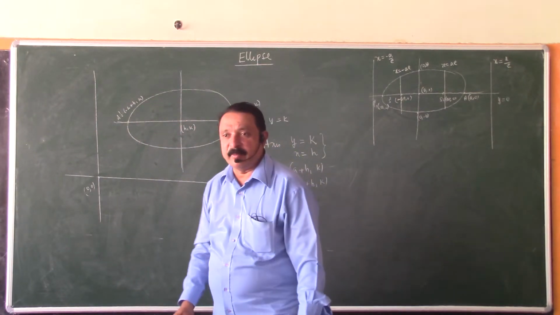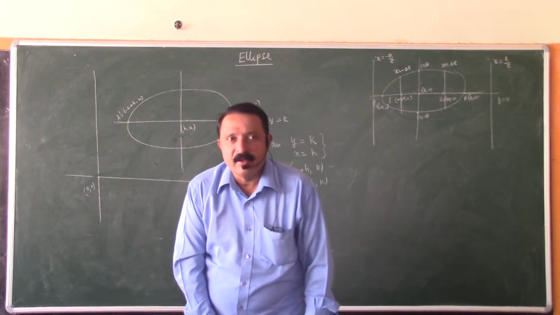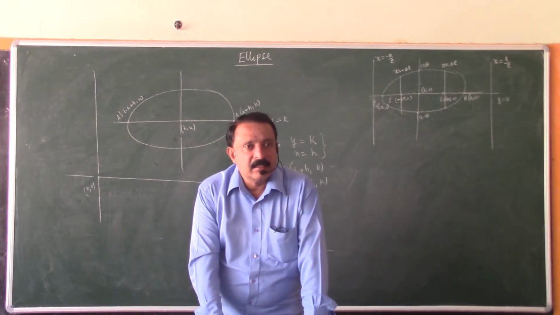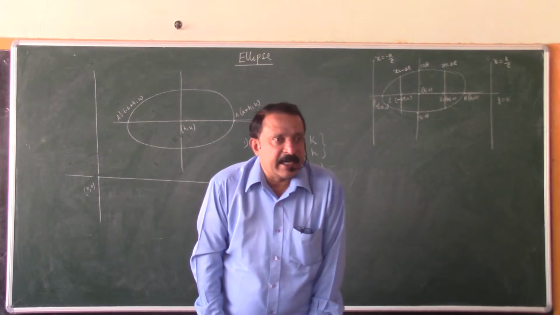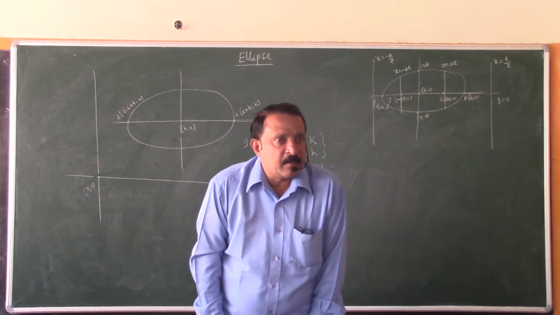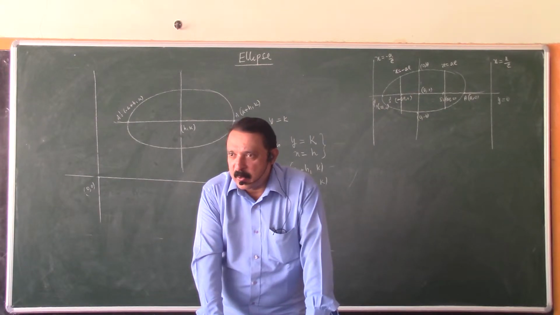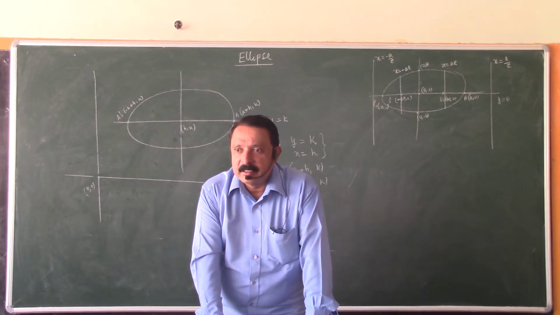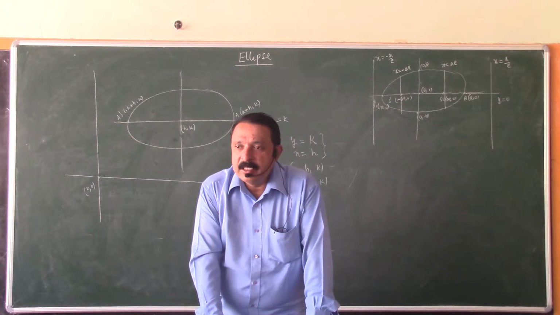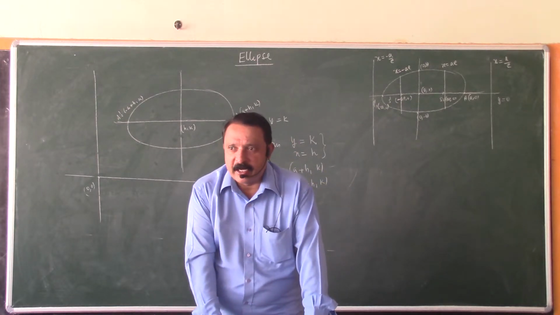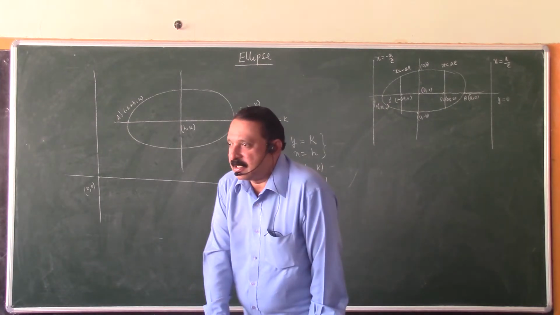Similarly, you write the ends of the minor axis. Ends of the minor axis: (0, b), so what will you write? (h, b + k). And the other end, the lower end, is (h, -b + k). Okay, you got it? So these are the ends of the minor axis.